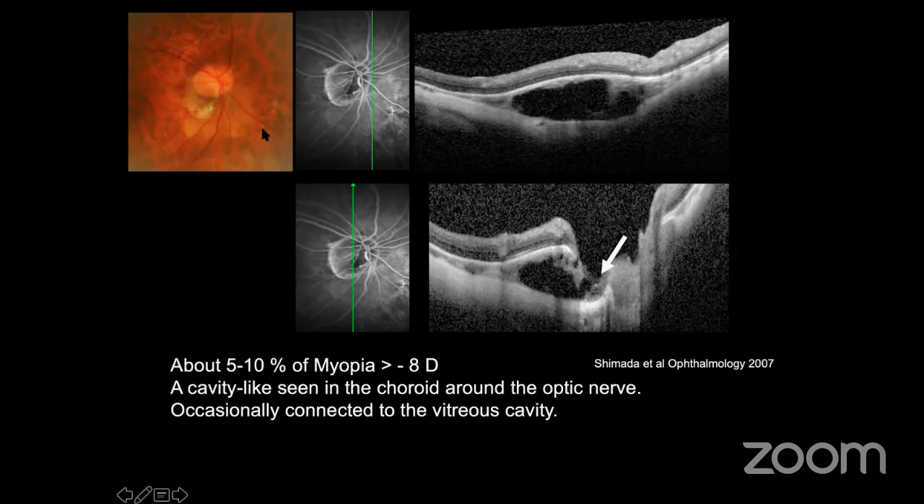And this cavitation is actually very common if we look for it. It's present in about 5 to 10% of myopic eyes of more than 8 diopters. And it's usually like a cavity. We can see here in the picture, this yellowish orange change is like a cavity around the optic nerve. And in some selective cases, like in this case, it's connected to the vitreous cavity.